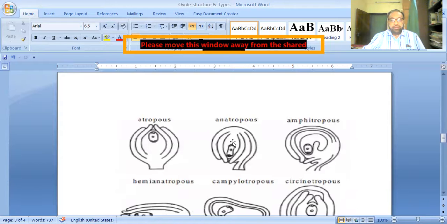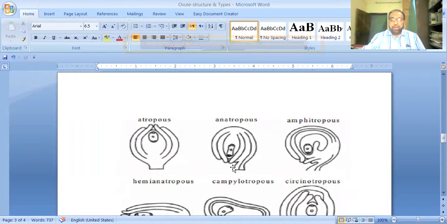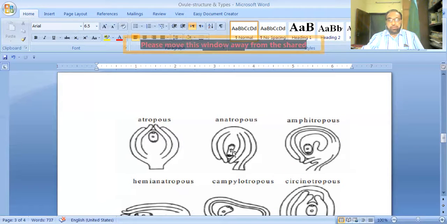Then the second one is the anatropous ovule. In the case of an anatropous ovule, you will find that the body of the ovule is completely inverted, while the micropyle and nucellus are present in a straight line. So this type of ovule is called an anatropous ovule. The most common example of this one is castor.